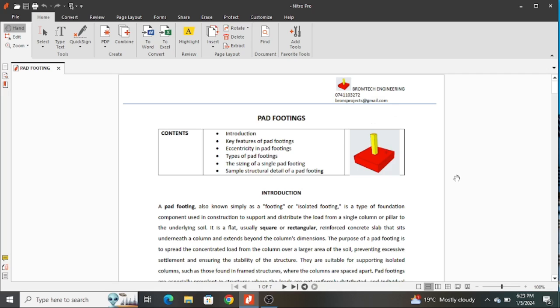And actually, we have a number of sites going on. So one of these fine days, I'm going to show you how this steel fixing is done on site and how you concrete pad footings on site.